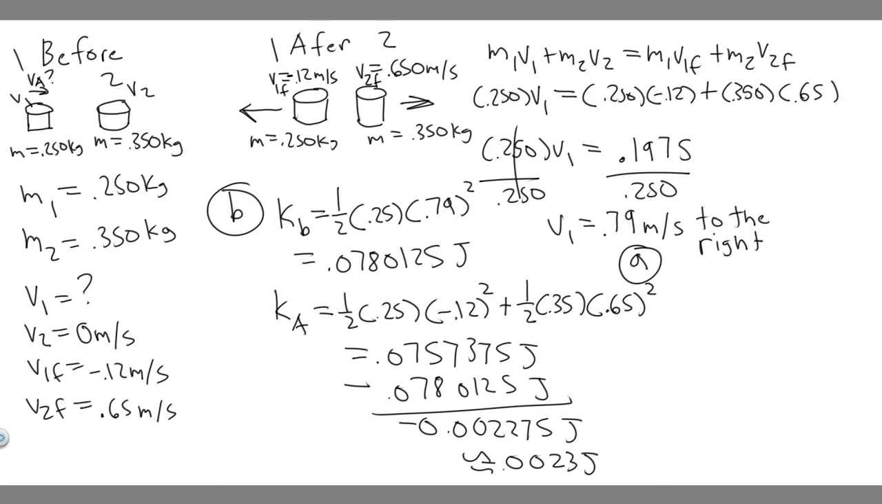So the change in the total kinetic energy is this. We're losing 0.0023 joules. You can have the negative sign. The change in the kinetic energy would be negative, but the amount we're losing is a positive number, because you can't lose a negative number; that would be gaining. So essentially the change in the kinetic energy is minus 0.0023 joules. This right here is your answer to B. So 0.79 meters per second to the right was your answer to A, and this was your answer to B. Hopefully you found this useful.